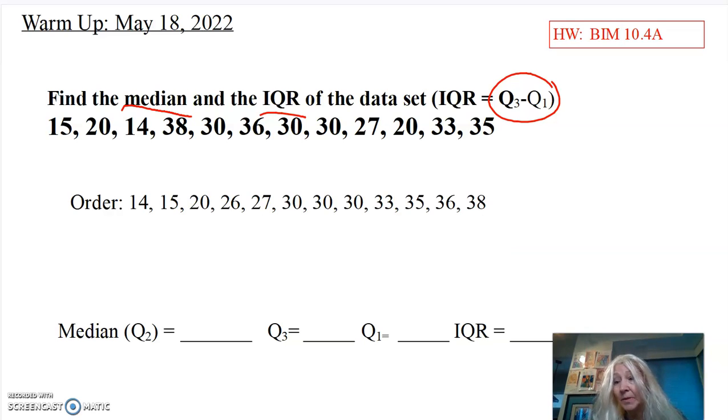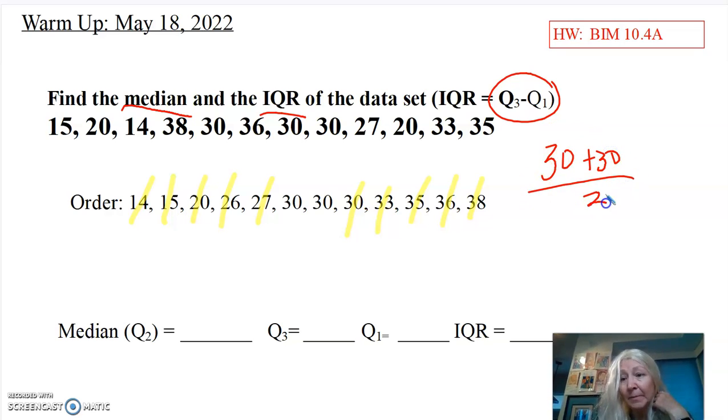I'm going to use a highlighter and cross off from the left to the right until I work my way to the middle. Now I have 4 numbers in the middle. I'm going to go left and right. Remember that if there's 2 numbers in the middle, you find the middle of those 2 numbers. There's nothing in between 30 and 30. If I add 30 plus 30 and divide by 2, it's 60 divided by 2, which just equals 30. The Q2, the median, is 30.